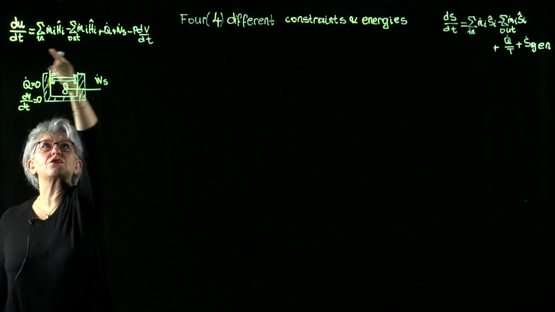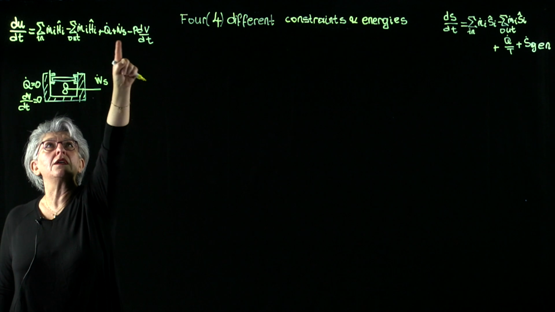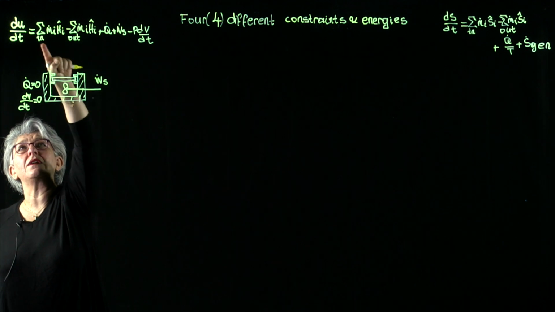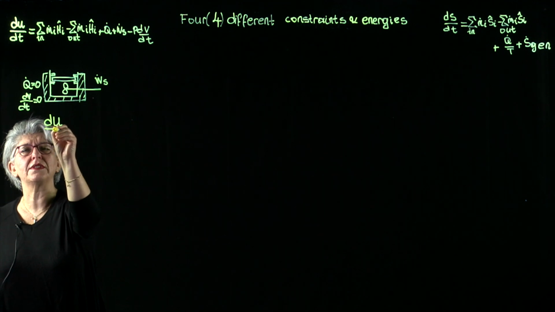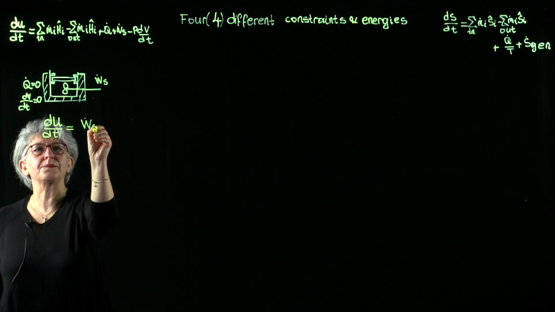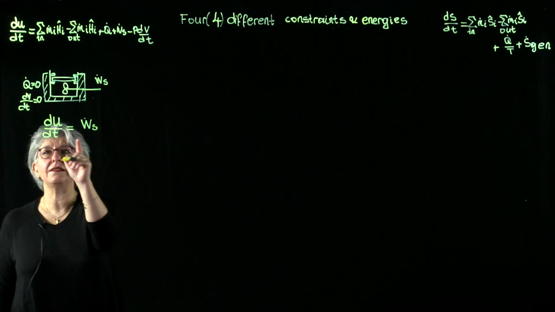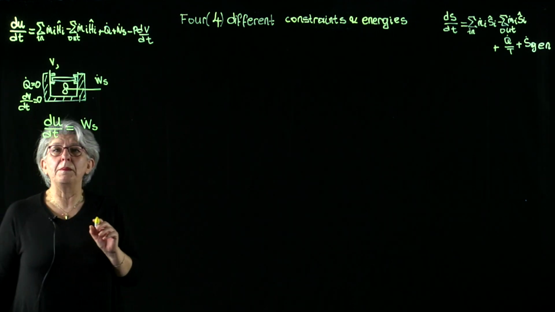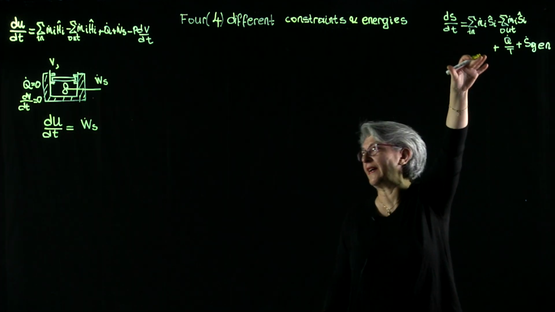Now let's look at the first law. The p dV over dt term is 0. Q is 0. This is a closed system, so these terms are 0, such that the energy balance reduces to dU over dt equal to shaft work. All right? Now we have set the constraint of constant volume.